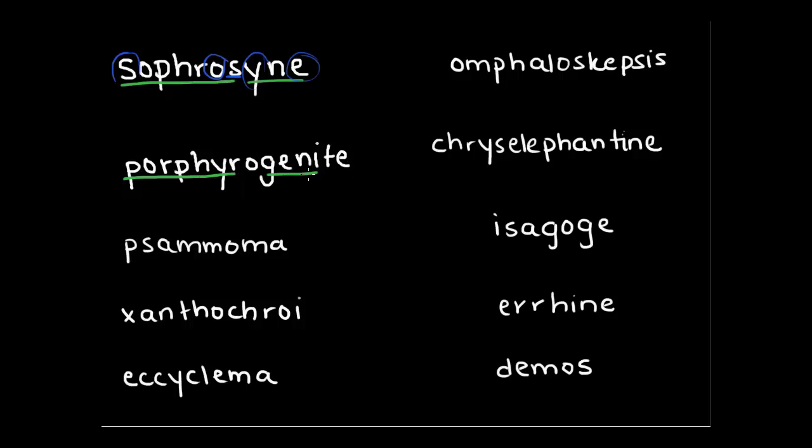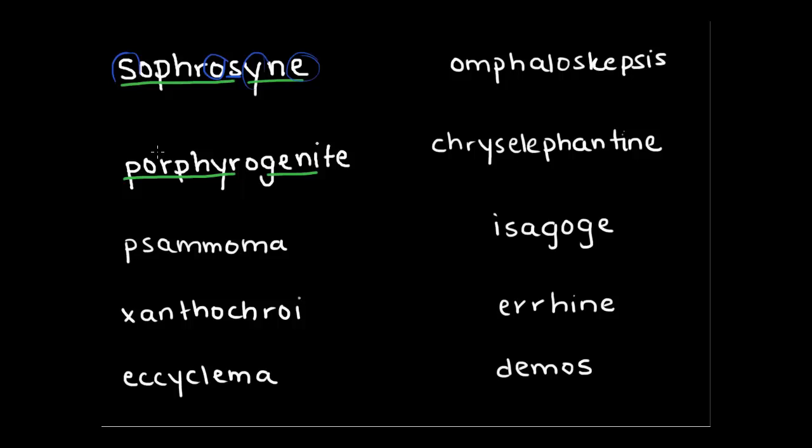But again, porphyrogenite. So what does that mean? Like something being born into purple? Well, it's something to do with royalty. Someone born into royalty because purple is the color of royalty. So what we have here is we have the P is normal.